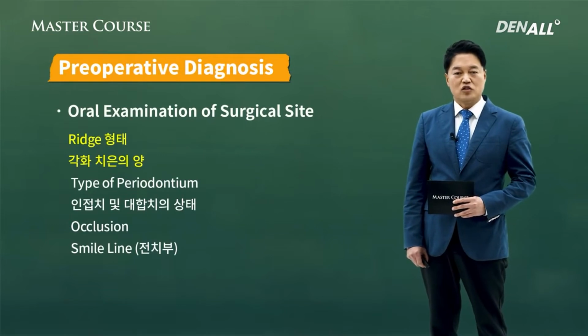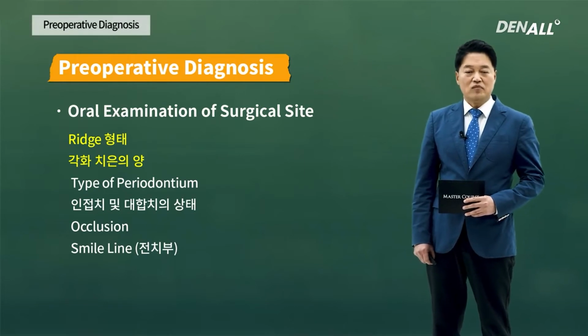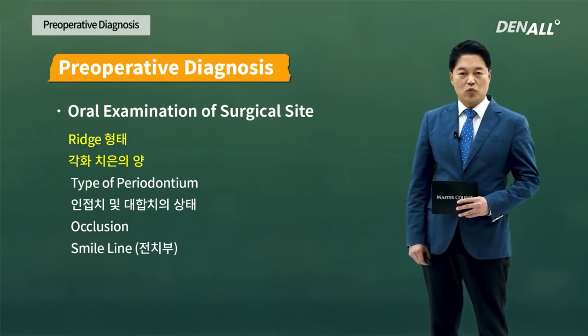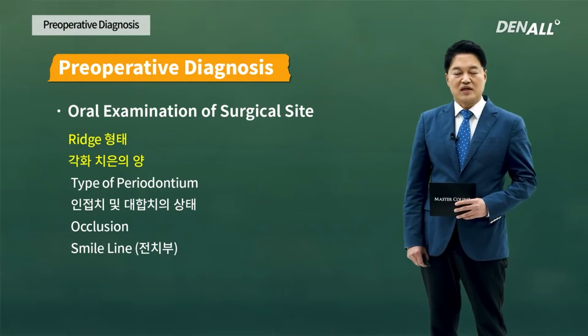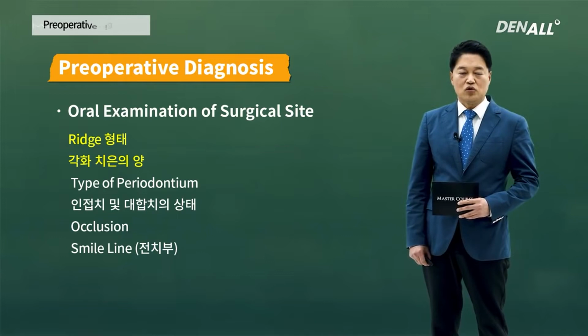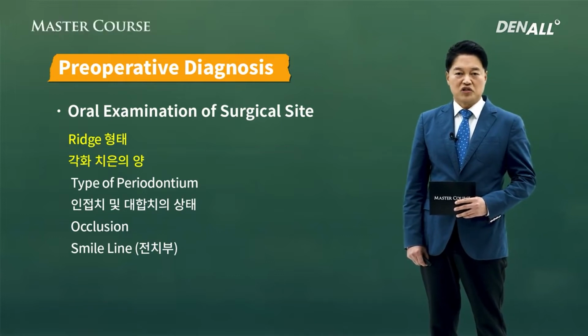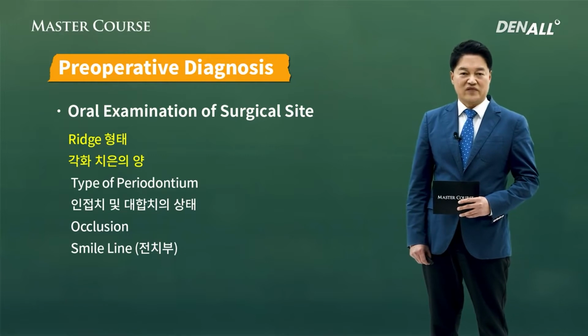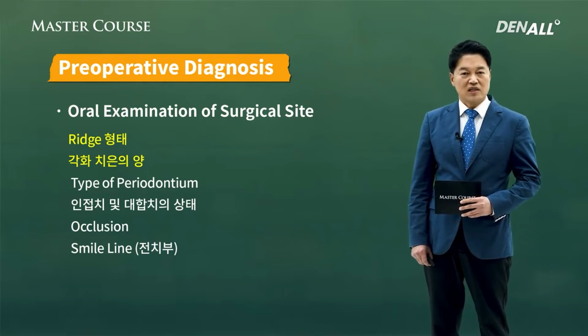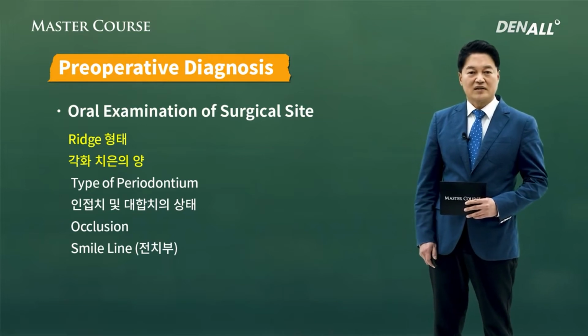In general, when you do an oral examination at the surgical site, the points you focus on are ridge shape and keratinized tissue. If there is sufficient ridge amount, it'll be easy, and if there is sufficient keratinized tissue, it'll be easier to treat and there will be a nice prognosis. But if not, GBR or free gingival graft and other complicated procedures may be necessary, so we need to approach it cautiously.